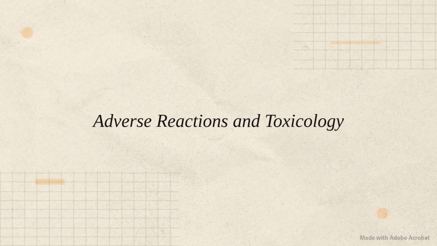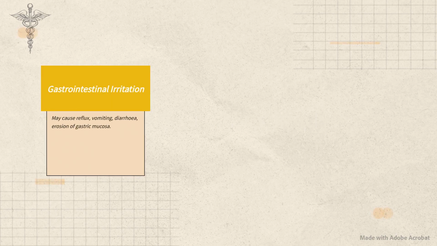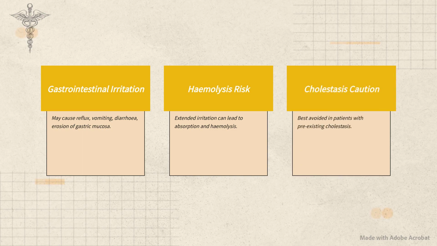While saponin herbs offer many benefits, they can also cause adverse reactions, especially in sensitive individuals. Gastrointestinal irritation means saponins may cause reflux, vomiting, diarrhea, and erosion of gastric mucosa. Hemolysis risk occurs if saponins are absorbed after extended irritation, leading to breakdown of red blood cells. Cholestasis caution means saponins should not be used in patients with pre-existing cholestasis.